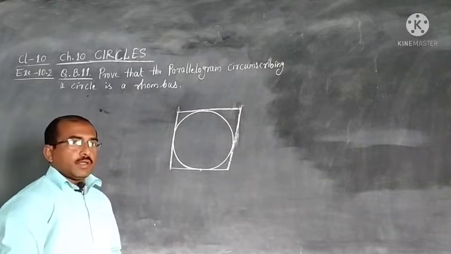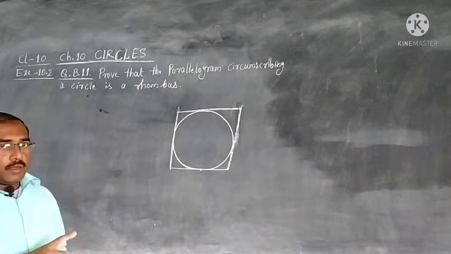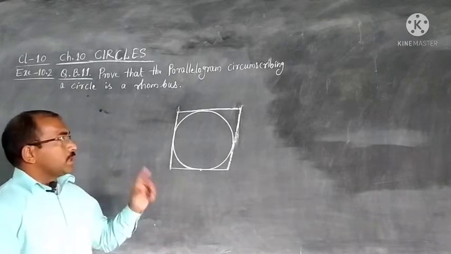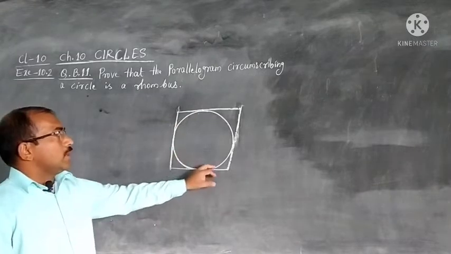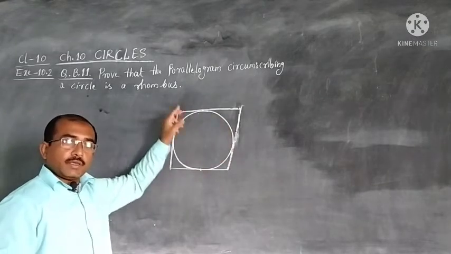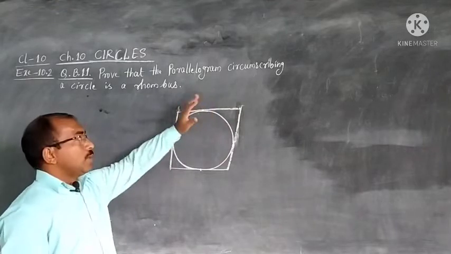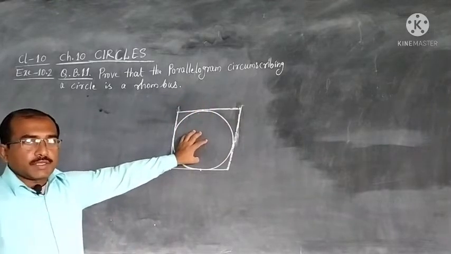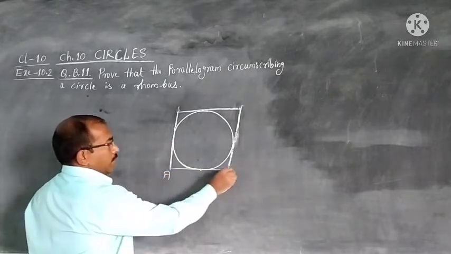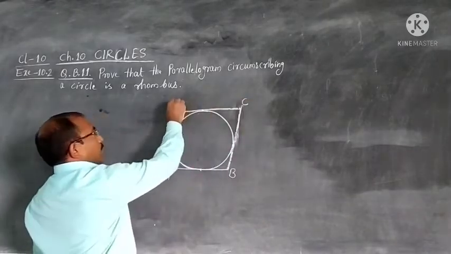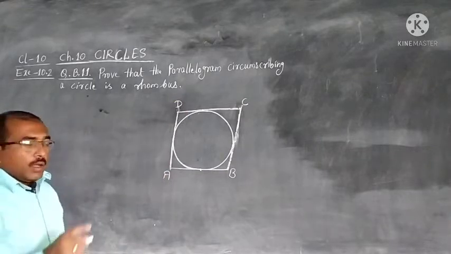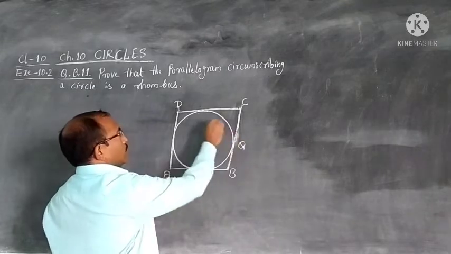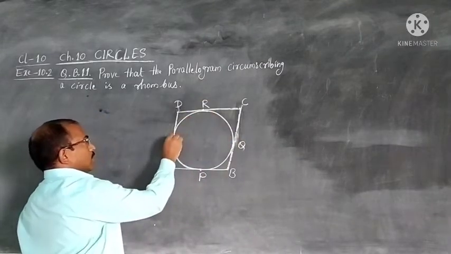Hope you have understood. There are two words, circumscribing and inscribing. If inscribe, then the parallelogram or that quadrilateral will be inside the circle, but here it is circumscribing. That means the parallelogram is outside, the circle is inside. Let us give the names. ABCD is a parallelogram, and the points of contact where the sides are touching are P, Q, R and S.